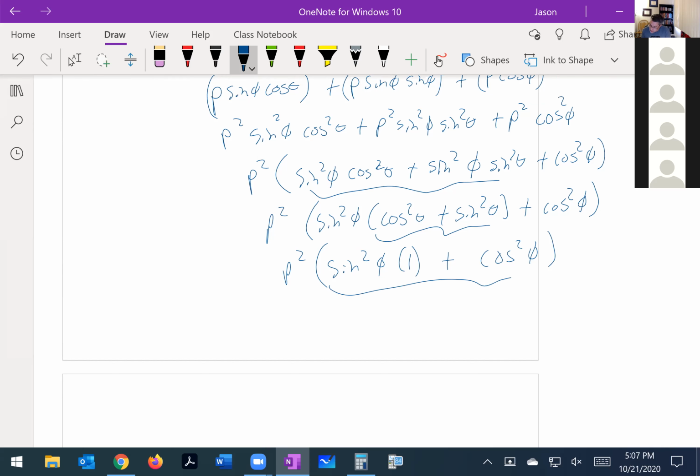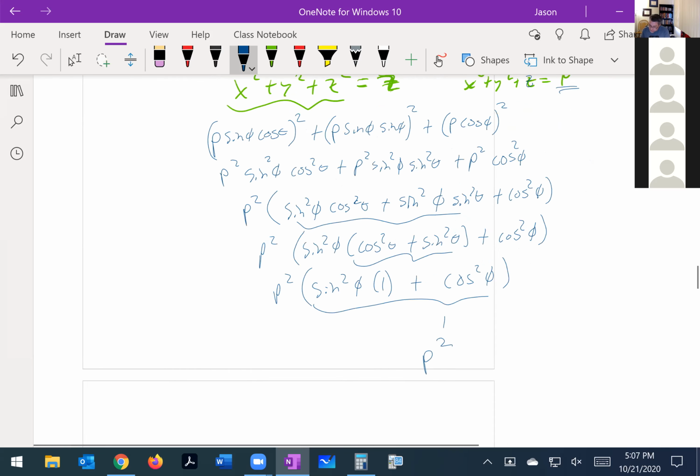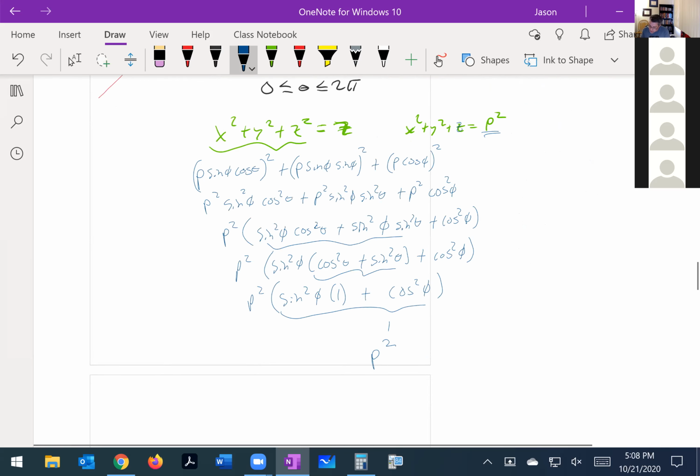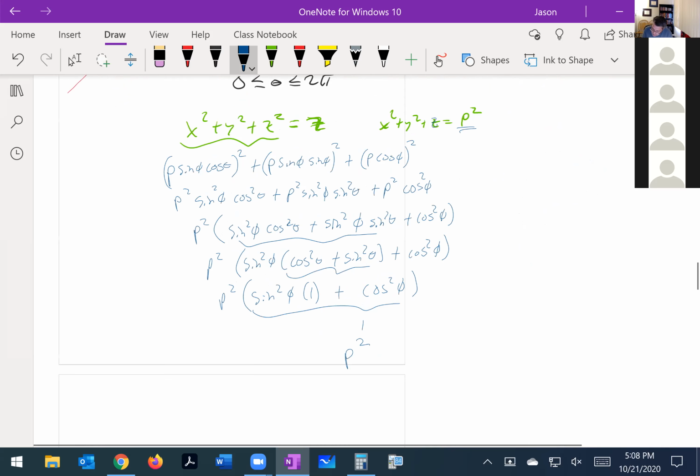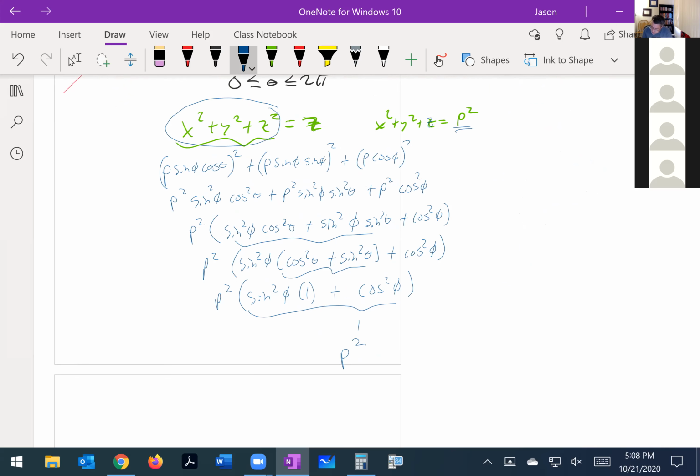Okay, and then what is this thing? Well, that thing's 1, right? Isn't this 1? Yes. That's 1, and so what does this thing become? It becomes rho squared. Look at that. That is some beautiful mathematics right there. That's amazing. I love it. Okay, so this whole thing is equal to rho squared.